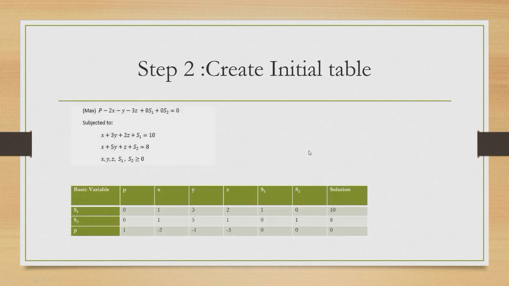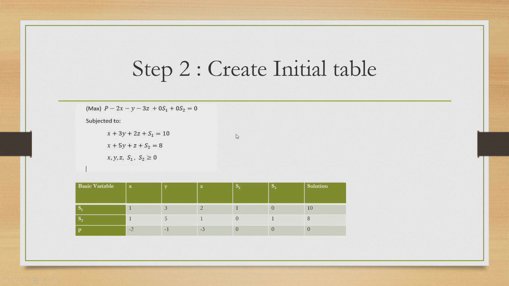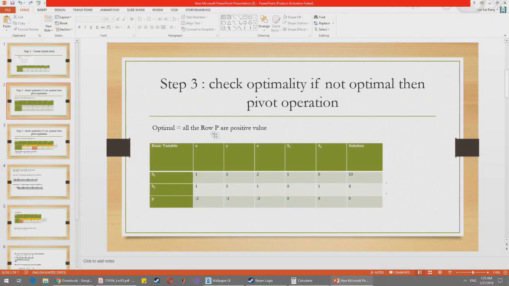Step 2 is to create the initial table, and the initial table is based on the standard equation form. First we write down the basic variables, the slack variables, and p, and the columns will be the variables of the objective function like p, x, y, z, s1, s2, and the solution. After we get the initial table, we can proceed to step 3. Step 3 is to check the optimality. If not optimal, then perform the pivot operation.